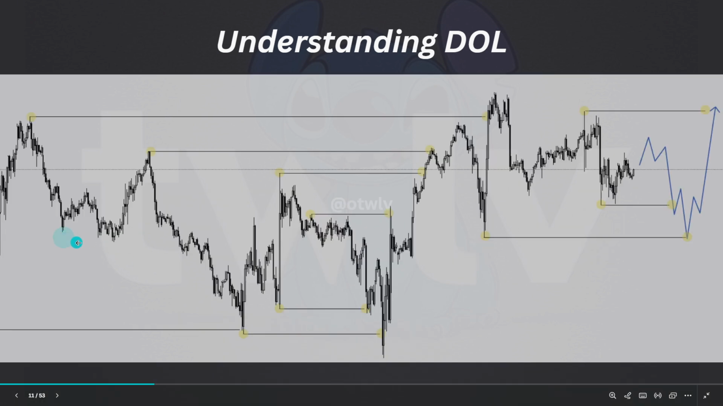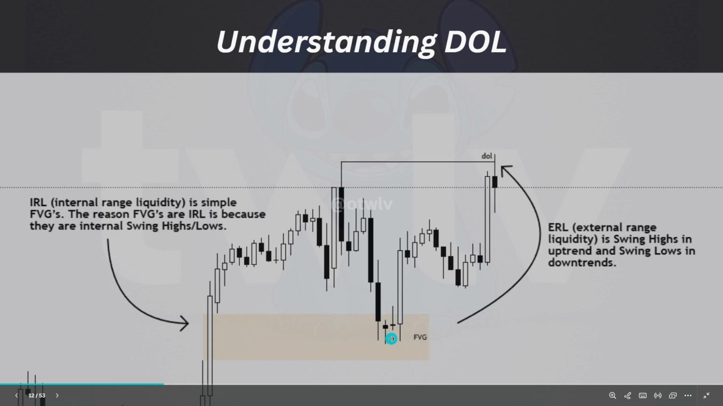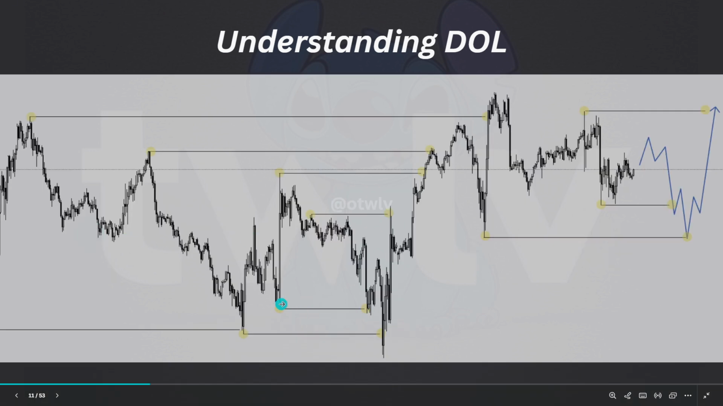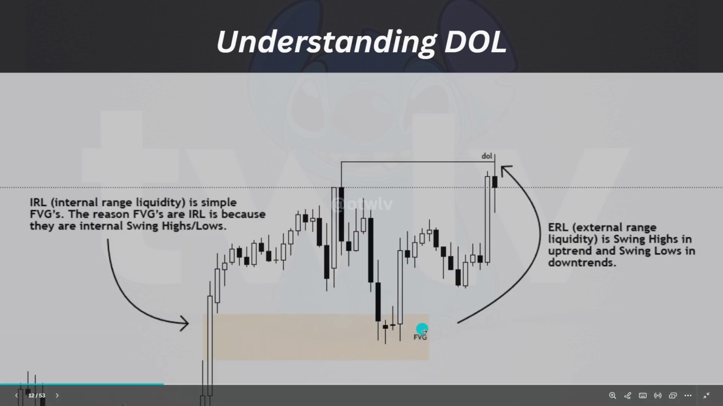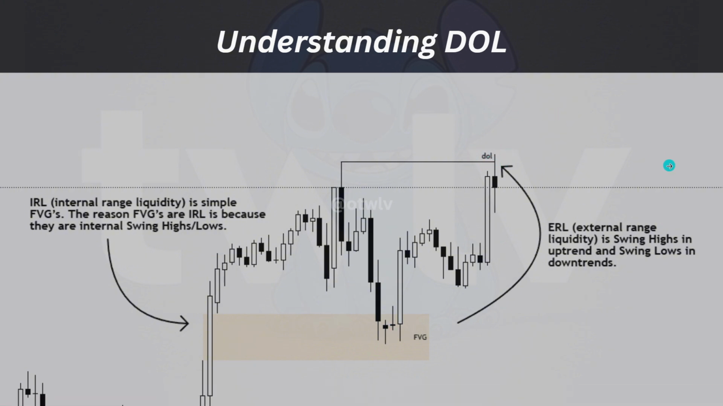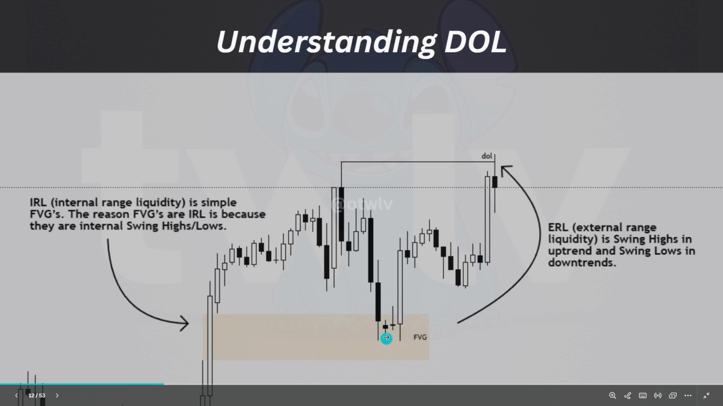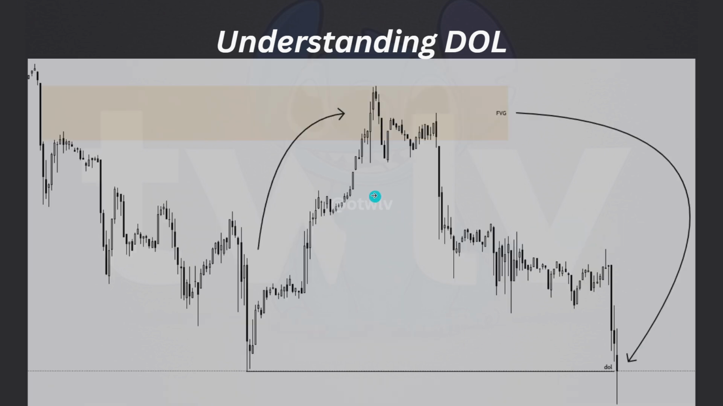Okay, so if we go back to here, this right here is no different than this right here. So we're creating a swing low to then take external, and then price is going to come and take this swing low. When we change from bullish trending to bearish, this will be the target when we're selling. All right, so here is a bearish example.